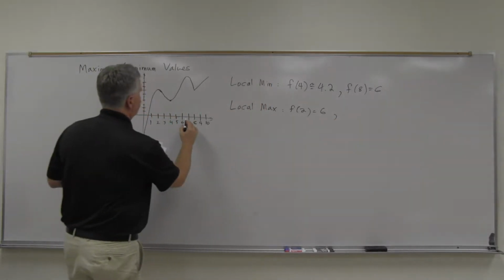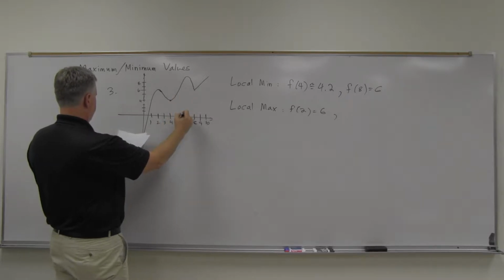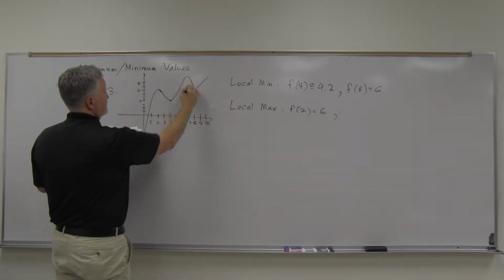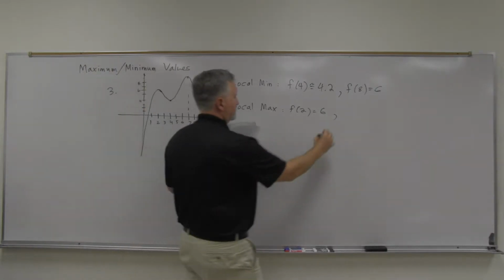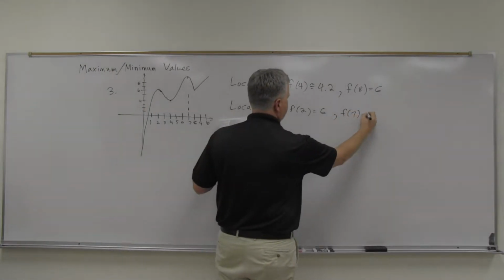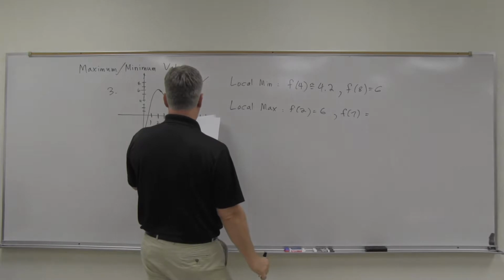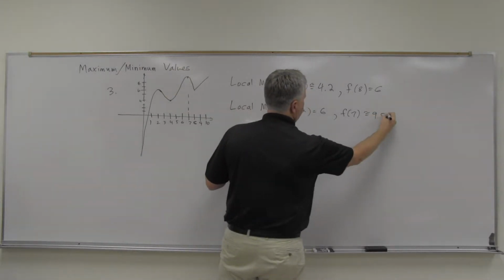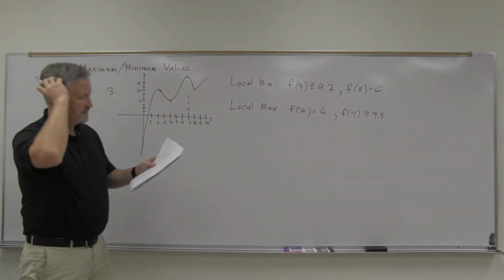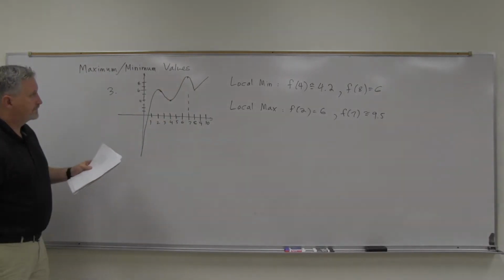And then I've also got one here at 7, don't I? Yeah, it looks like 7. The local max is occurring at 7. So f of 7, and we'll call that about, what about 9.5? About 9.5, are you okay with that? Good? All right.